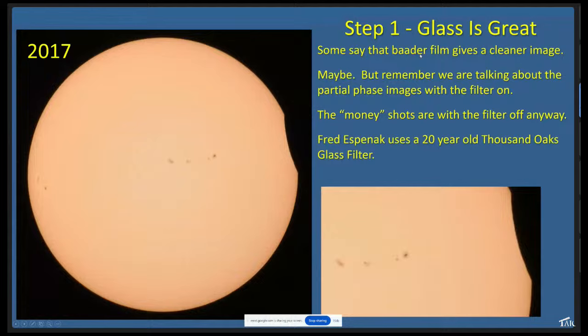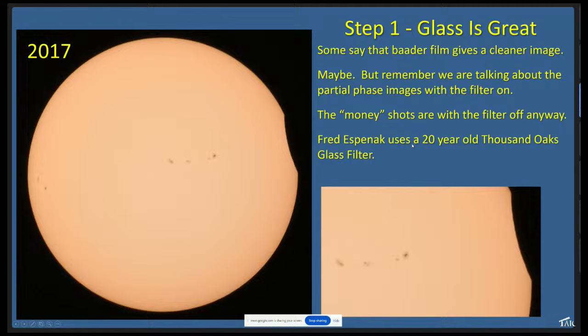And Steve said in his presentation that he didn't want to use glass. And that may be true. But remember, we're taking the partial phase images with the glass. The money shots are with the filter off anyway. And Fred Espinick, who I just talked to after the annular eclipse in 2023, uses a 20-year-old Thousand Oaks glass filter for his main rig.